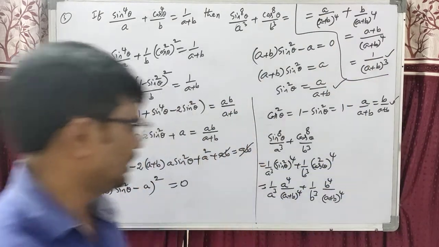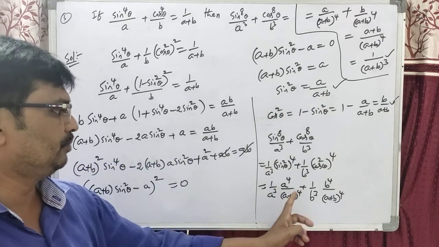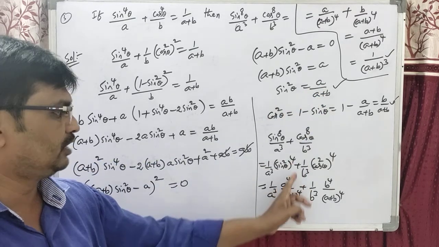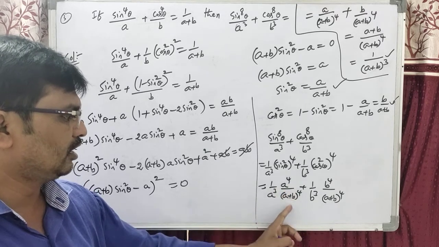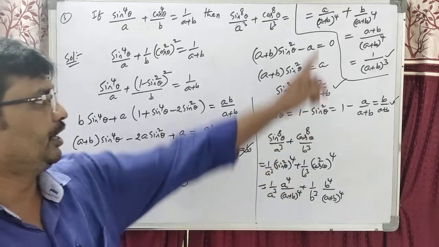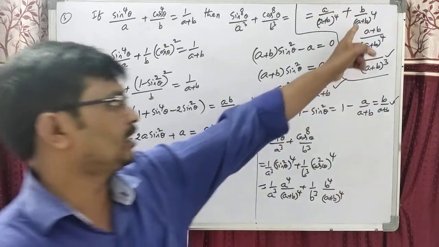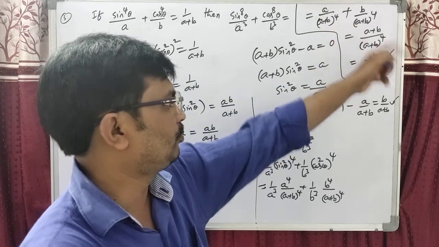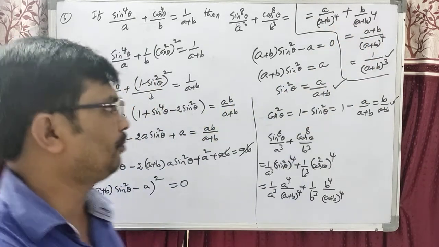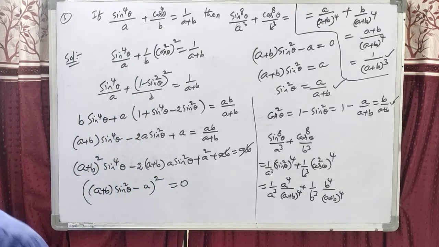Is it clear, students? Now sine square theta is nothing but a by (a plus b). That means whole power 4 is there: a power 4 by (a plus b) whole power 4. 3 times cancel. What is the remaining, students? a by (a plus b) whole power 4 is there, and b by (a plus b) whole power 4. Now the LCM is (a plus b) whole power 4. That is 1 upon (a plus b) whole cube. Okay, students?